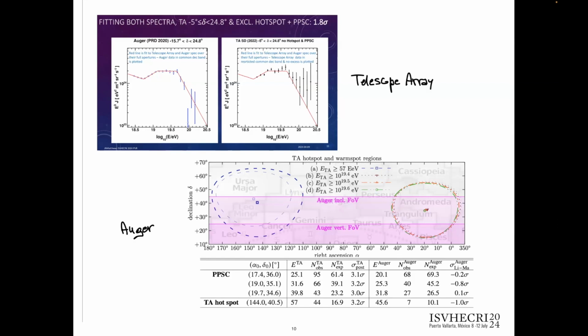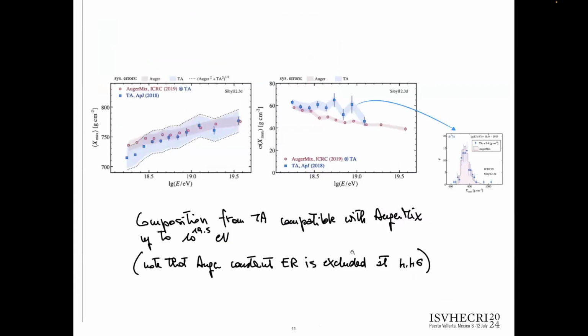This is clear. And finally, I have a slide on the composition of Auger and Telescope Array. This has been a subject of a lot of discussion in the community. Many people keep saying that Auger is a heavy composition and TA is a light composition, but you know that in both cases we don't measure the mass, but we measure the distribution of the Xmax, the depth of maximal distribution of the showers.